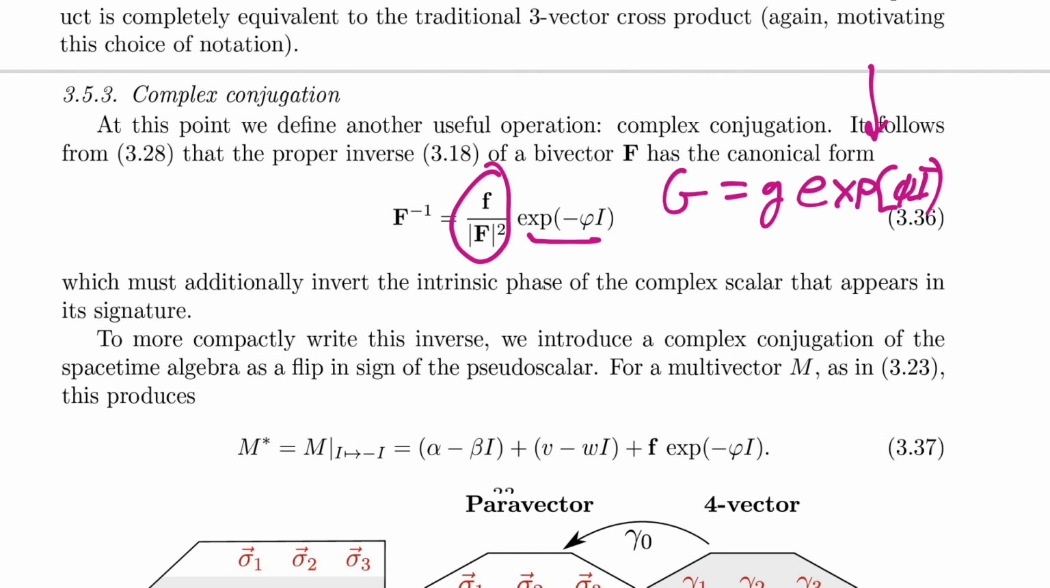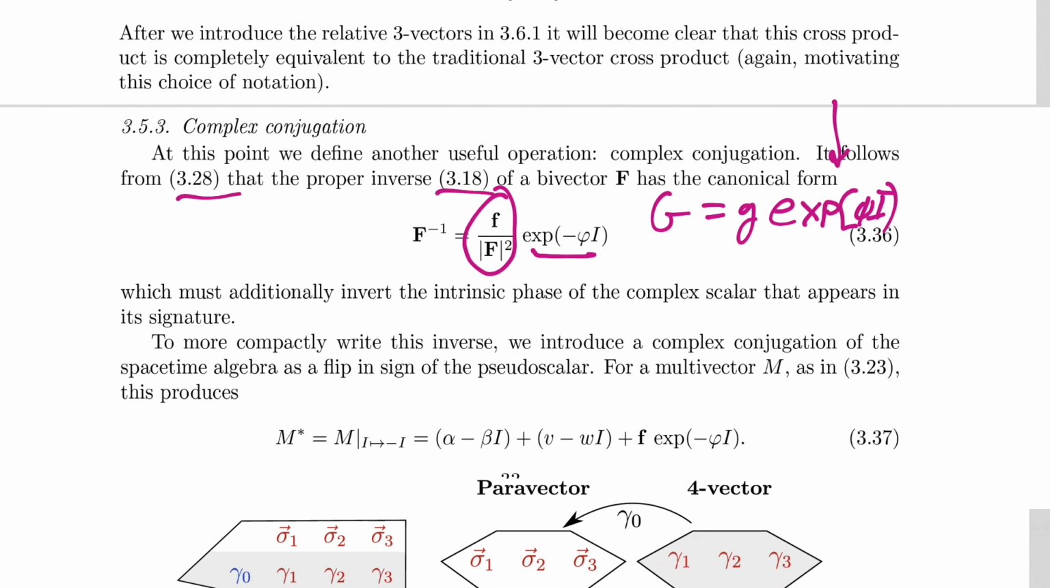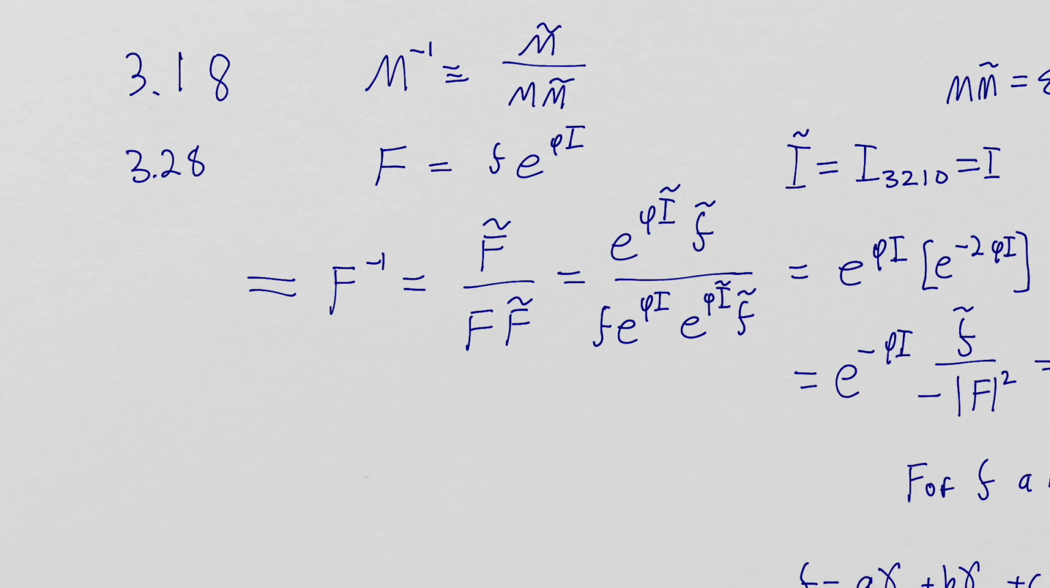So they cite 3.28 and 3.18 to develop this inverse. So let's run that down. This is 3.18. It says that for any multivector, its inverse is literally defined as its reversion divided by its reversion squared. And 3.28, of course, says that the canonical form of a bivector F is some other bivector times this phase factor. You can always put it into that canonical form.